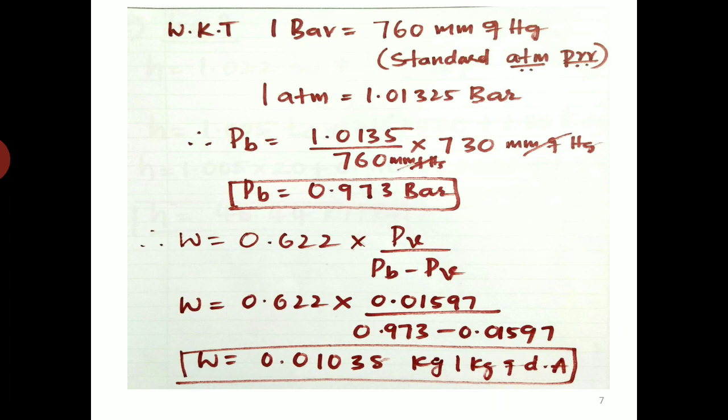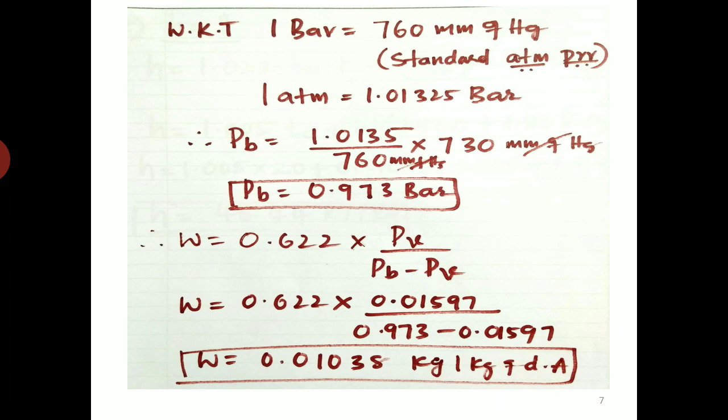So if I want to find the barometric pressure, 1.01325 bar divided by 760, that is standard, into 730. Units get cancelled there. If I do the calculation, the barometric pressure or total pressure in terms of bar will be 0.973 bar. Clear? So this is the unit conversion we need to follow when he has given the pressure in millimeters of mercury column. Otherwise, we can directly substitute the value PB as 1.013 bar.